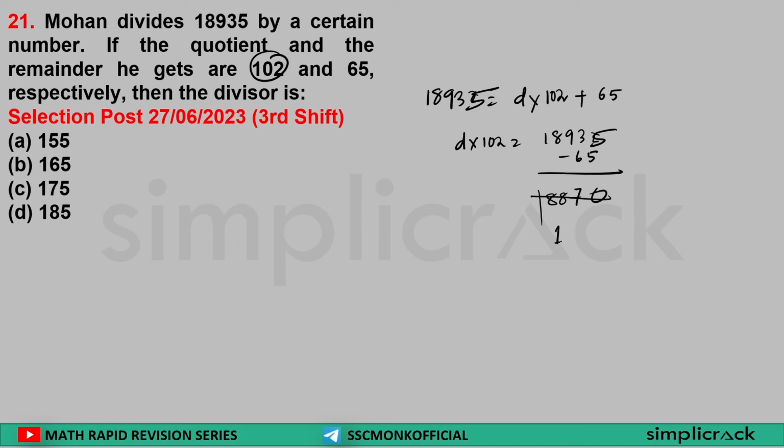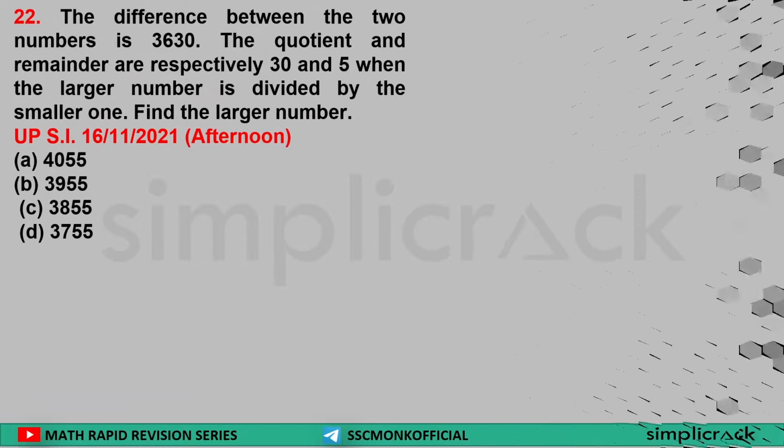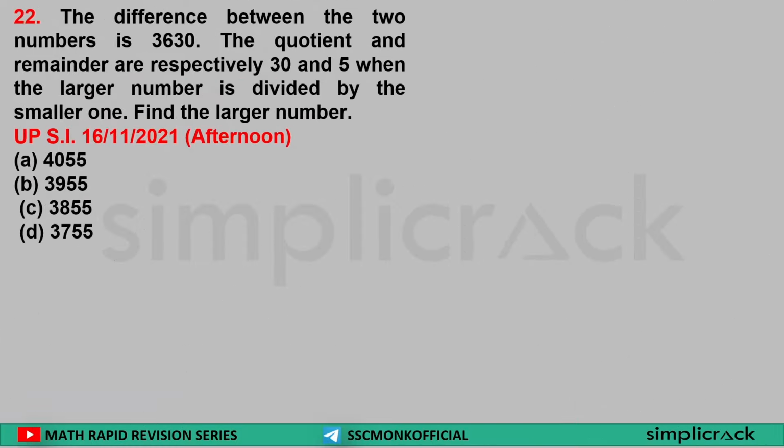102 times 1 is equal to 102. So the remaining is 867. Now what is remaining? 867. 102 into 8 is equal to 816. So the number should be 18 and something, and the only option is 185. So the right answer is 185. Clear? Next, simple calculation.